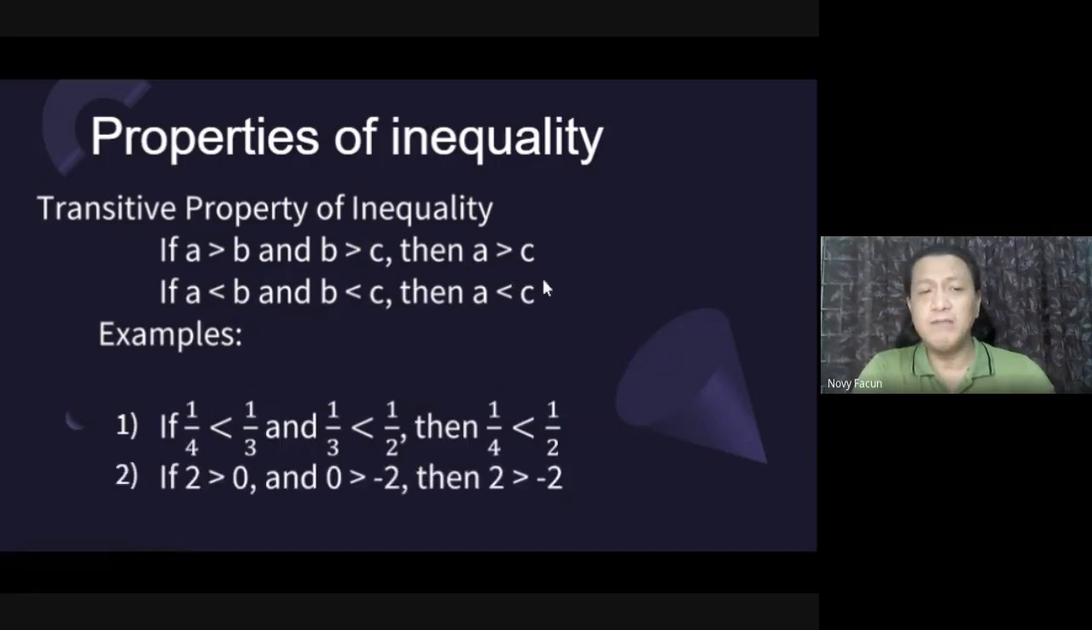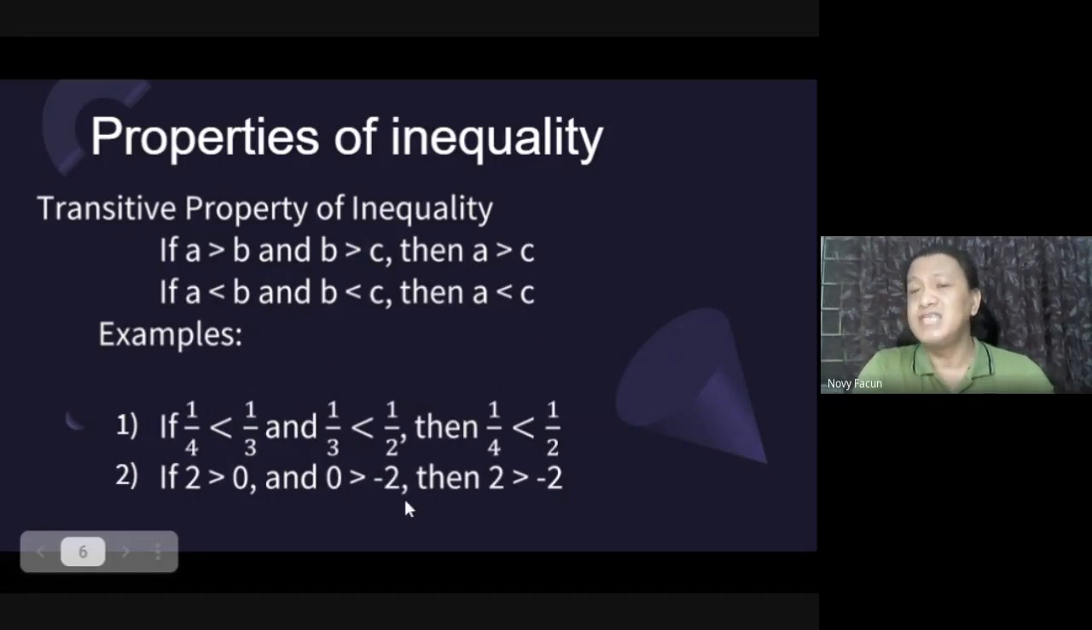And we have number 2. If 2 is greater than 0, yun yung A mo, 2, B mo ay 0. And 0 is greater than negative 2. So, B mo yung 0, C mo yung negative 2. Then, we can say that 2 is greater than negative 2. Kunin mo lang yung first and yung last mo.